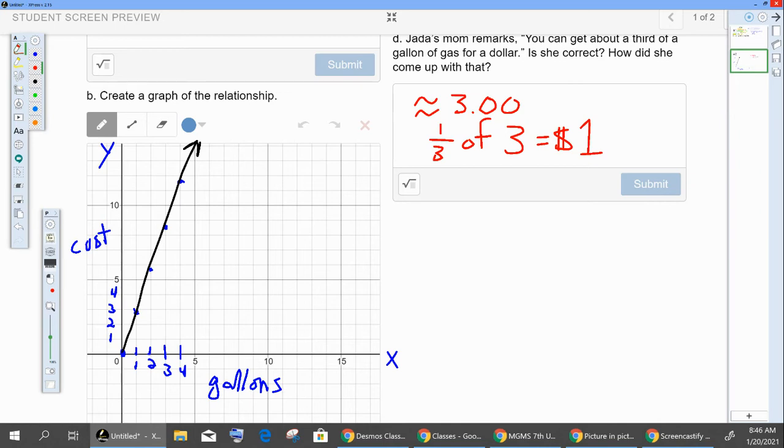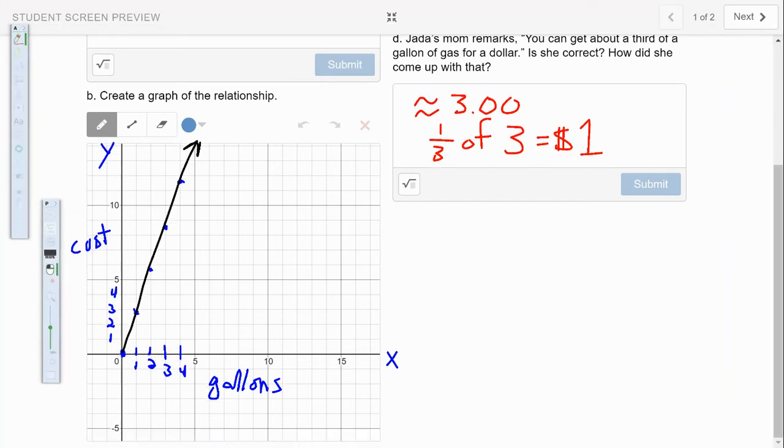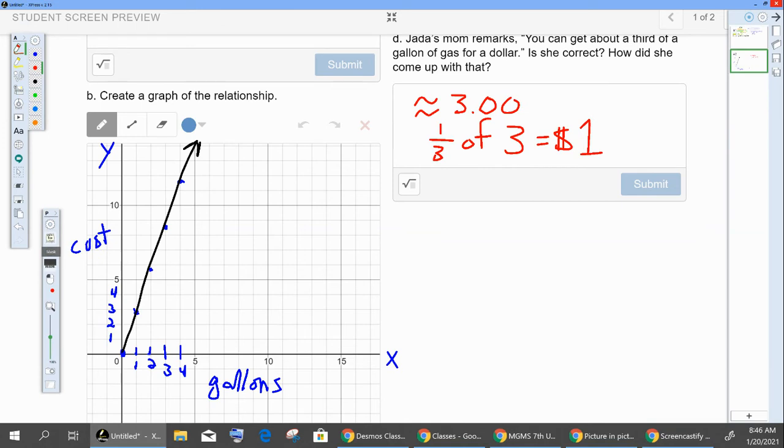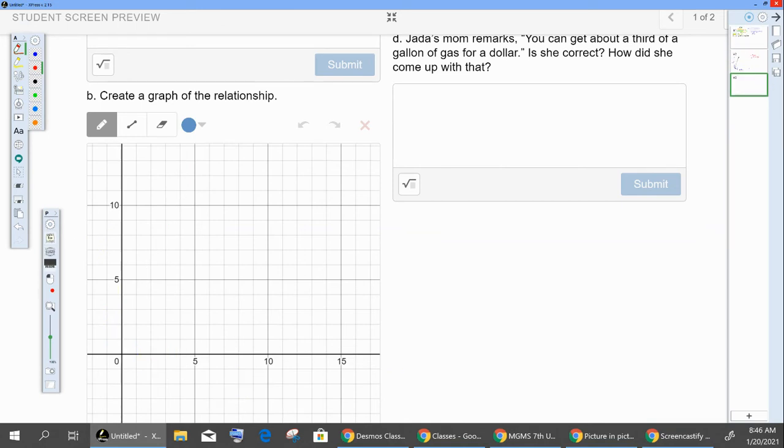Okay, so that's all slide 1, the first half of the quiz. The second half of the quiz, click through, is, let's see if I can do this. Nope.